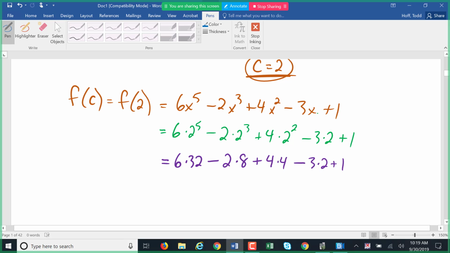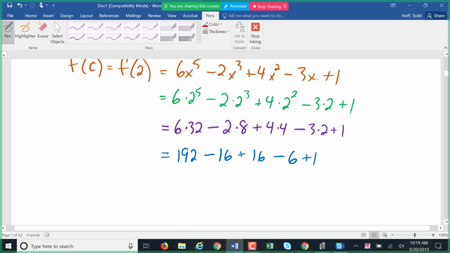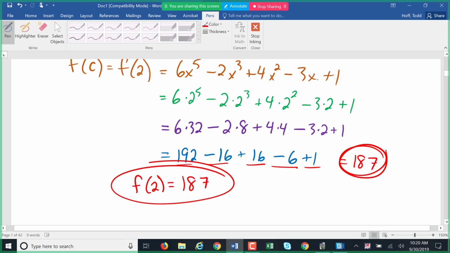Now we'll go back and multiply left to right. 6 times 32 is 192. 2 times 8 is 16. 4 times 4 is 16. 3 times 2 is 6. So now I'm just going to go straight across here. 192 minus 16 is 176, plus 16 is 192, minus 6 is 186, plus 1 is 187. f of 2 is 187.